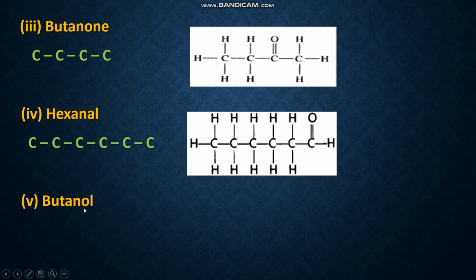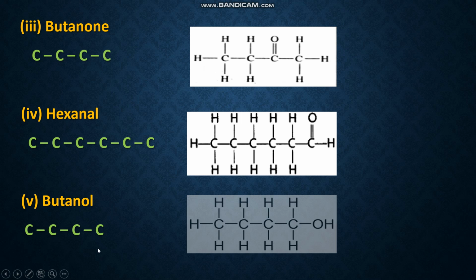Next, butanol. Butanol means 4 carbon atoms. So we have drawn the carbon chain containing 4 carbon atoms. As OL is the suffix, that is the alcohol functional group. The class of organic compound is alcohol, which has the functional group OH. So this carbon can be attached to the OH group. Remaining valencies you can satisfy with hydrogen. So this is the structure of butanol.